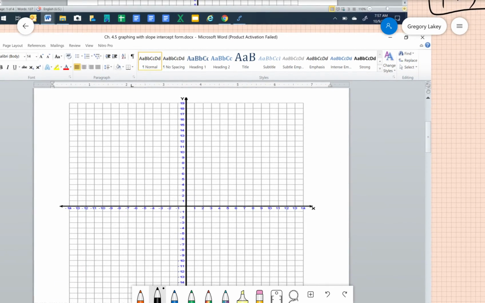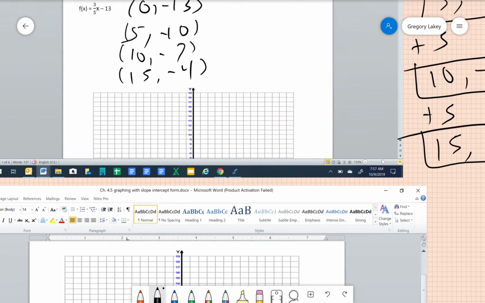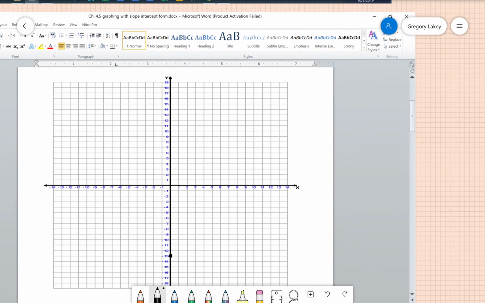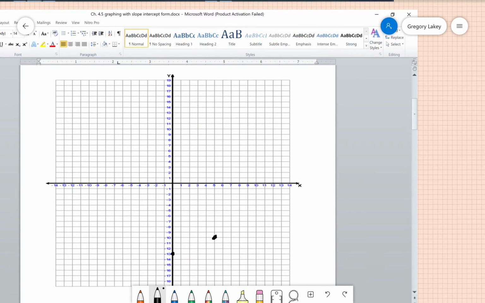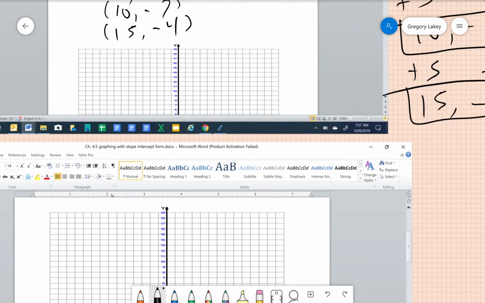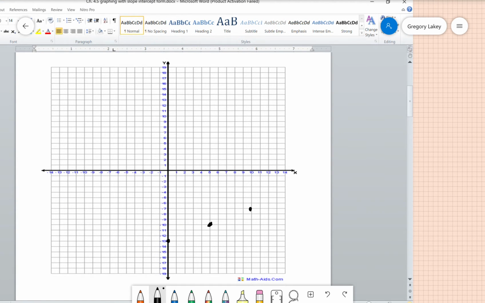So we're going to plot it. (0, -13). (5, -10). (10, -7). And what's the last one? (15, -4). I'll make that work.